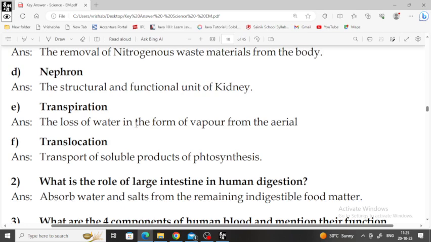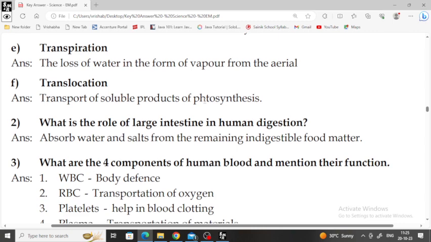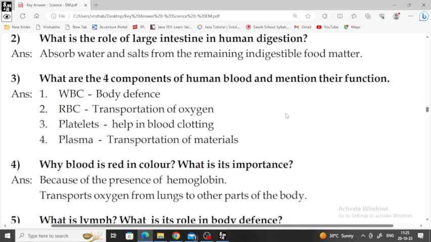Transpiration, the loss of water in the form of vapor from the aerial parts of the plant body, is called transpiration. Then translocation, transport of soluble products of photosynthesis, is called translocation. What is the role of large intestine in human digestion? Absorb water and salts from the remaining indigestible food matter.